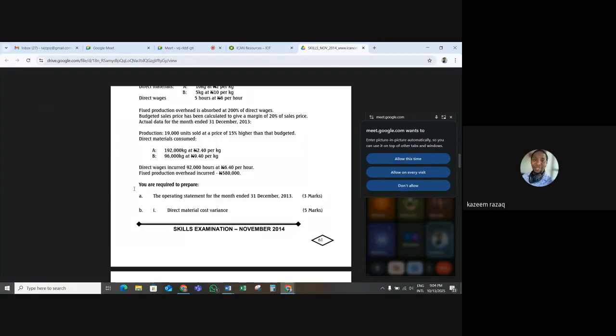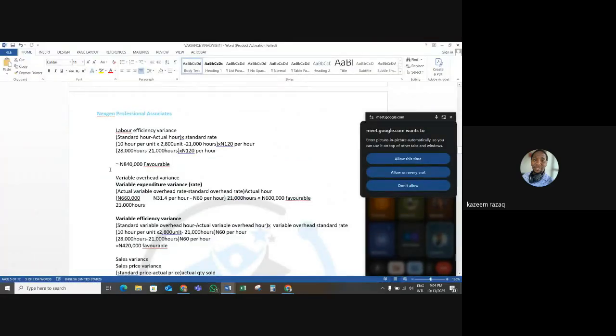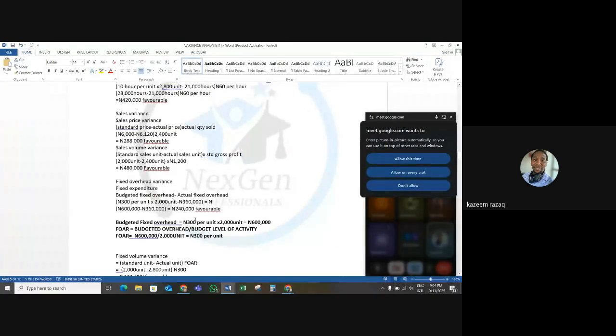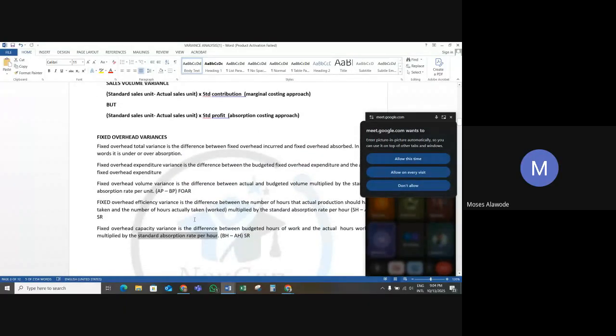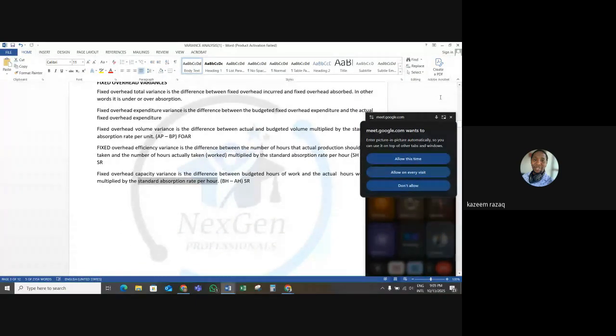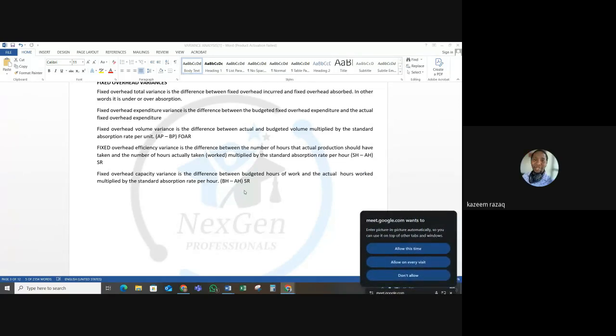Fixed overhead variance. Is it budgeted? Are we using budgeted for it? No, we are using standard, right? Standard fixed production overhead minus actual fixed production overhead. Let me show you in the material because I think this is it here. Budgeted fixed overhead. So for fixed overhead total variance, we have the fixed overhead absorbed, the budgeted fixed overhead and the actual fixed overhead.